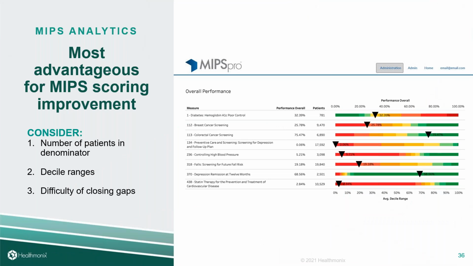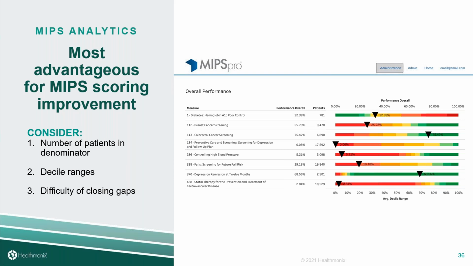So taking a look at the most advantageous measures for MIPS scoring improvement. What you see here is a list of each one of your measures and where you stand. It's really important for you to take a look at a number of certain areas that can help you improve on your score. If I were to take a look at this overall dashboard that you're seeing here, there would be certain things that stand out to me.